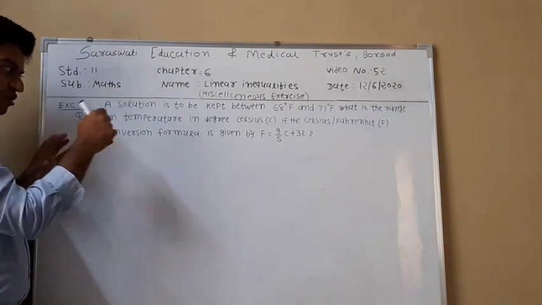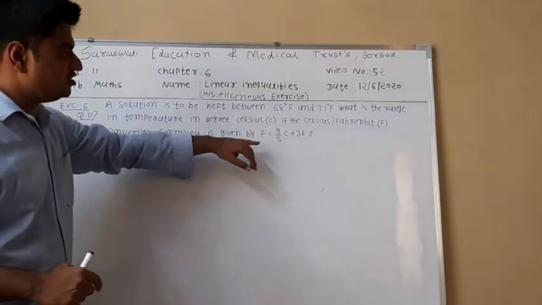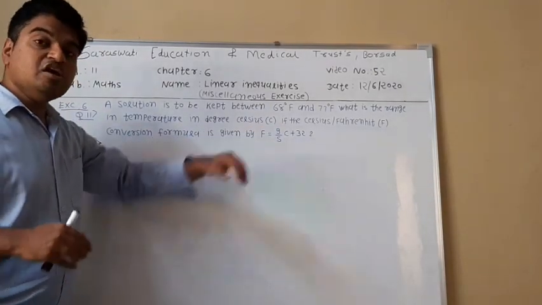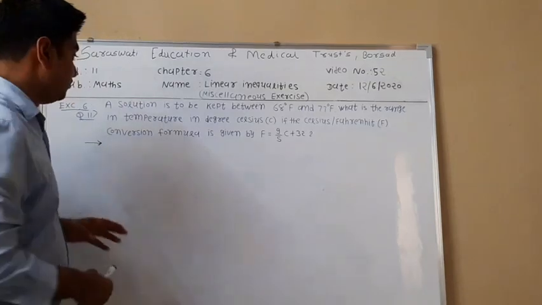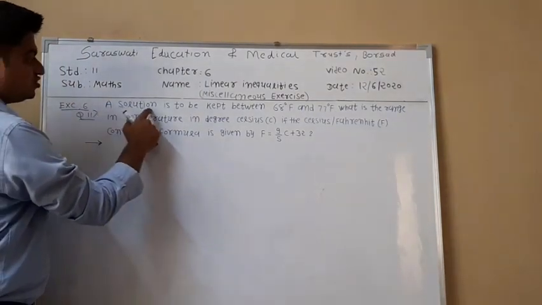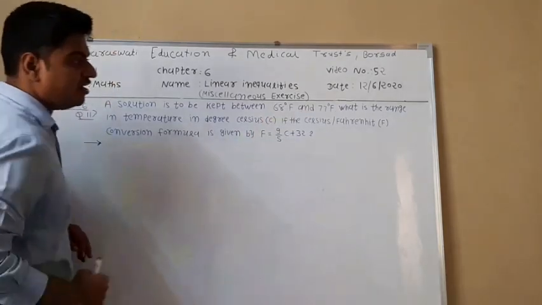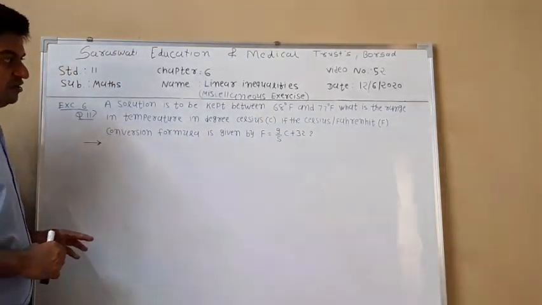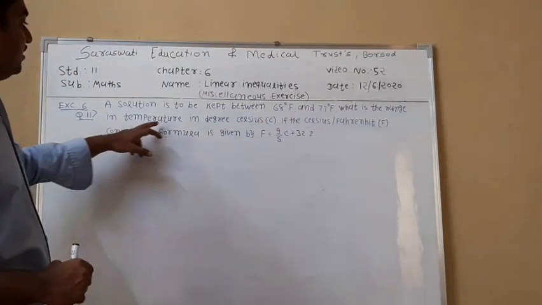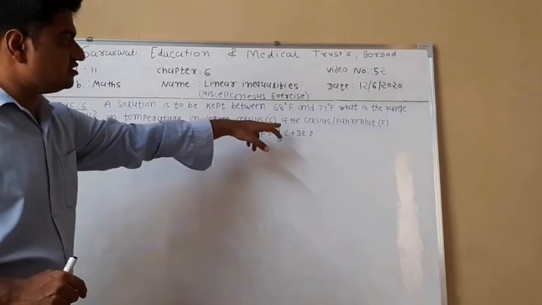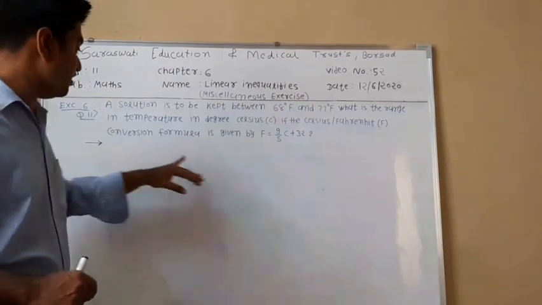Next question, exercise 6, question number 11. The same method applies here, but here the equation is present in Fahrenheit and is to be converted into Celsius form. So our question is: a solution needs to be kept between 68 degrees Fahrenheit and 77 degrees Fahrenheit. What is the range of temperature in degrees Celsius?